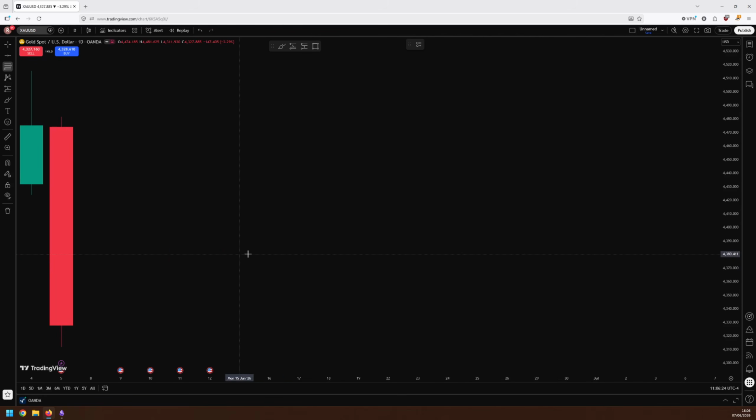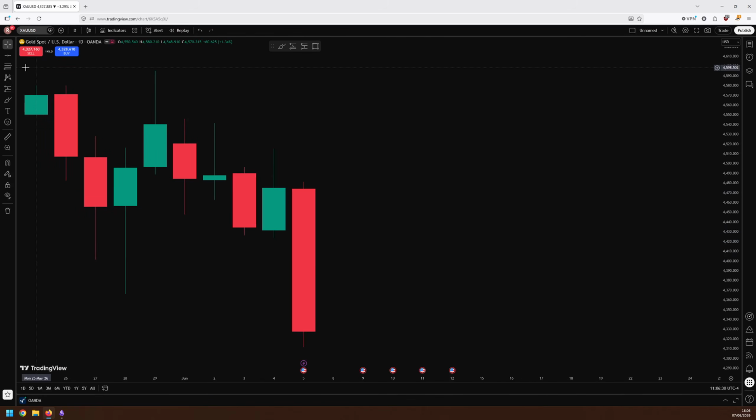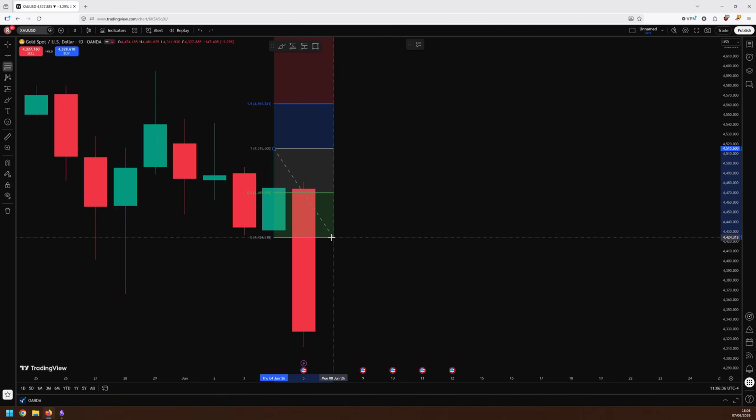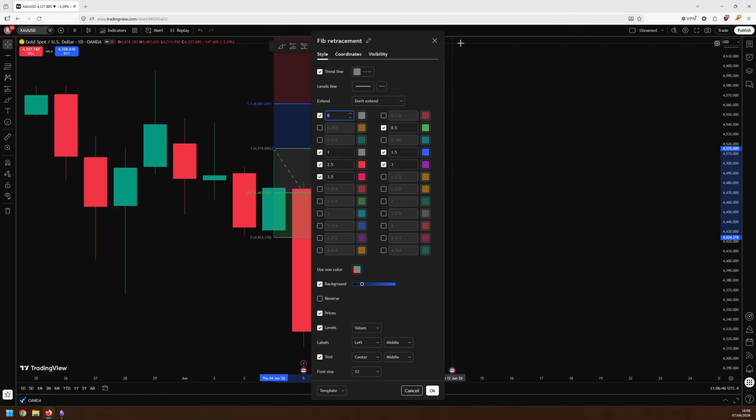And then if I zoom in a little bit and head back over here, I need to draw it from the top of the candle to the bottom of the candle, and maybe just extend it out to the next day. So that gives the default Fibonacci levels, but in that video, he actually configures the levels differently.